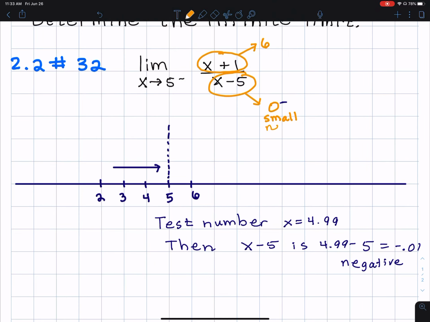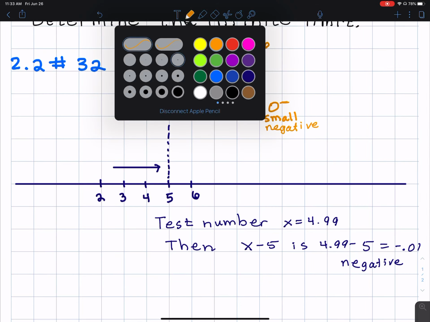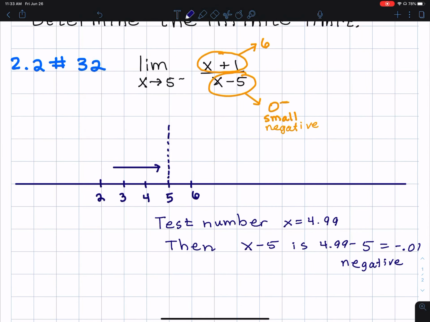It's a small negative, and I wrote this minus here because it's not a minus, it's from the left. So actually this x minus 5 is approaching 0 from the left. It's a small negative. And so what happens when you divide 6 by a small negative is that you get a large negative because the numerator is positive and a positive divided by a negative makes a negative. By the way, 6 divided by negative 0.01, I believe, is negative 600.